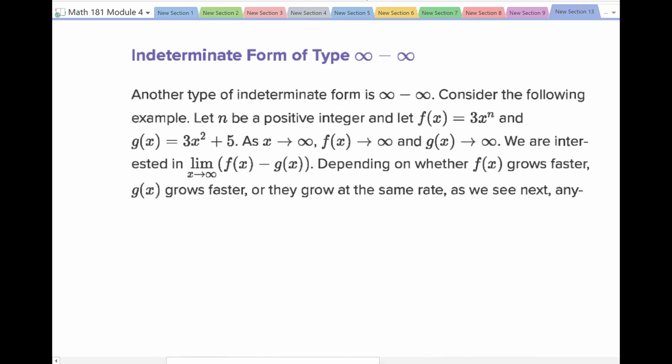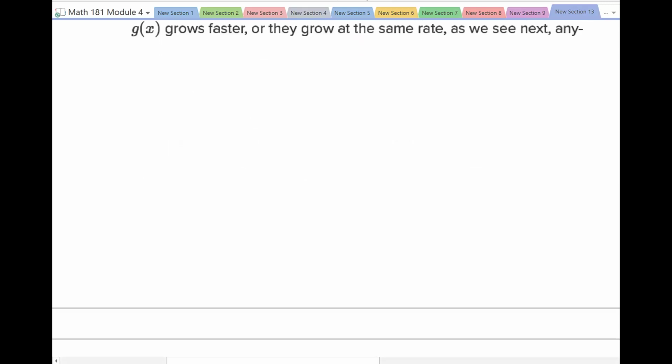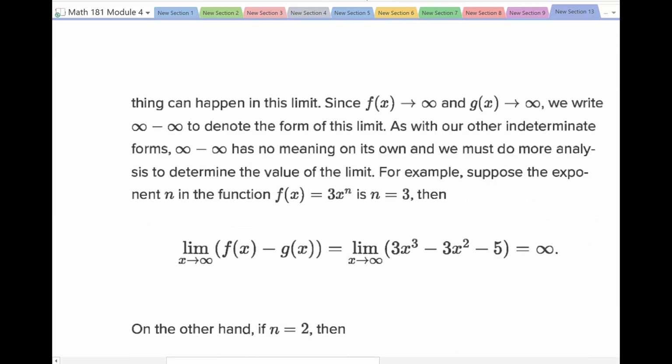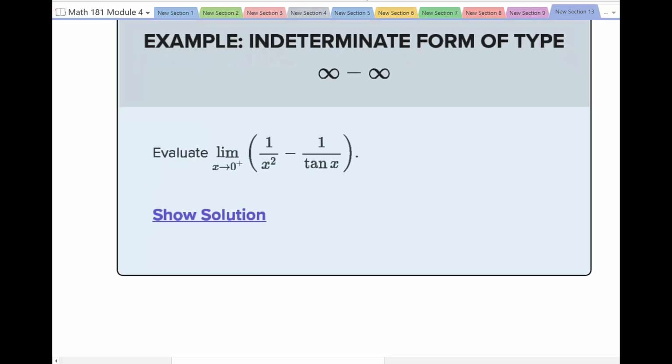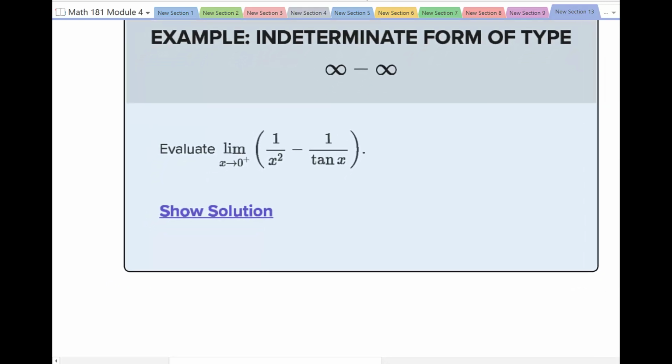Now we'll look at the form that's an infinity minus infinity. This is typically going to be a fraction that we have to combine, get a common denominator, and combine the numerators. Then we have a numerator and denominator that will typically be an indeterminate form. Okay, so here we go. The limit as x approaches 0 from the right side of 1 over x squared minus 1 over tangent x. There's really no quick and easy way to do this. Just multiply the right term by x squared over x squared, and the first term by tangent x over tangent x.